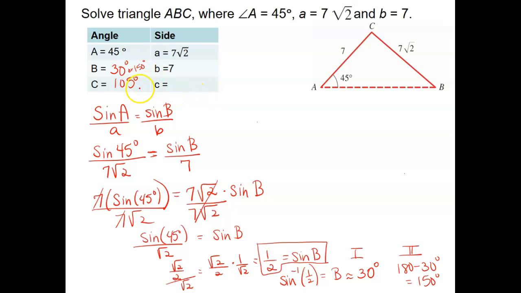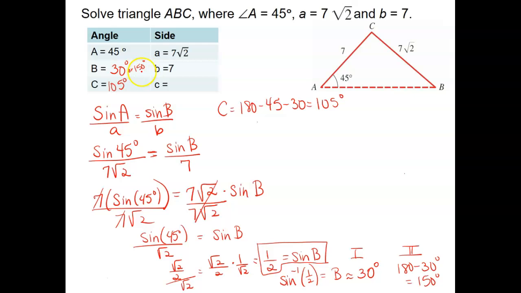I would suggest if you do see that a second triangle is necessary, make a second table for that second triangle. We'll look at one like that, but I want to show you why this one is only going to have one triangle. Okay, so if I want to find angle C, then angle C is going to be 180 minus the 45 minus the 30. Okay, so that's going to give me 105 degrees. So if angle B is 30, angle C is 105 degrees.